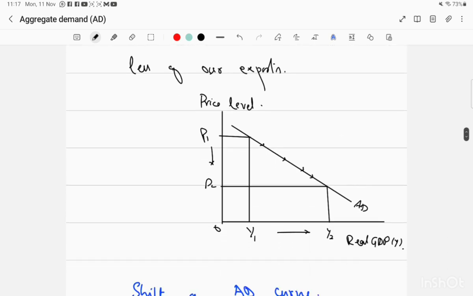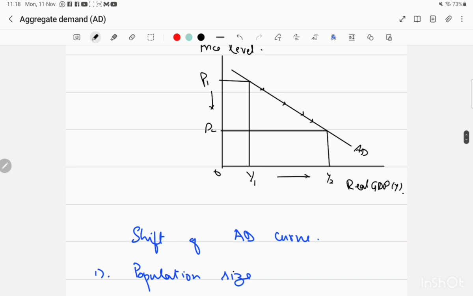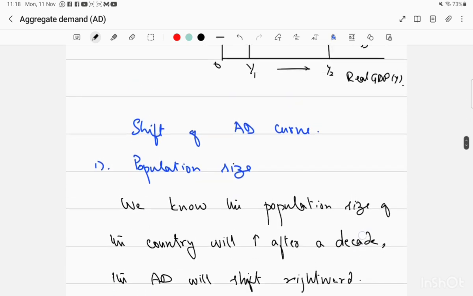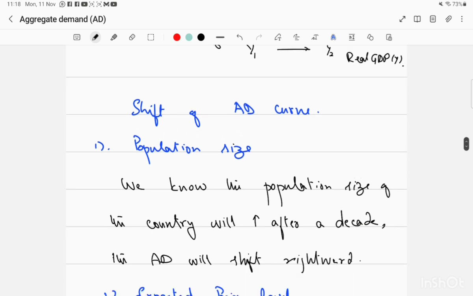So less of our exports are purchased by the foreigners. So this is the aggregate demand curve, which shows us why aggregate demand slopes downward. When prices are falling, more real GDP will be demanded by the people of that country. Now what are the reasons behind the shift of this aggregate demand curve?